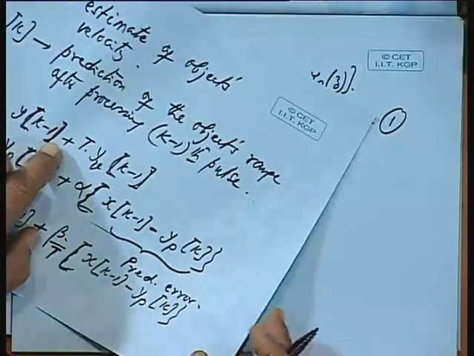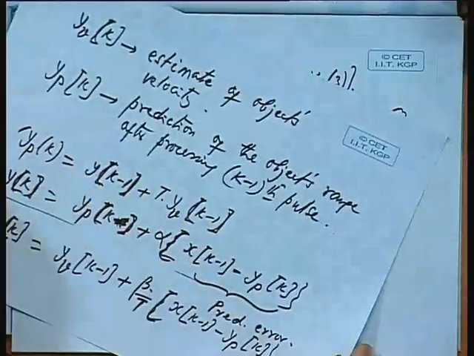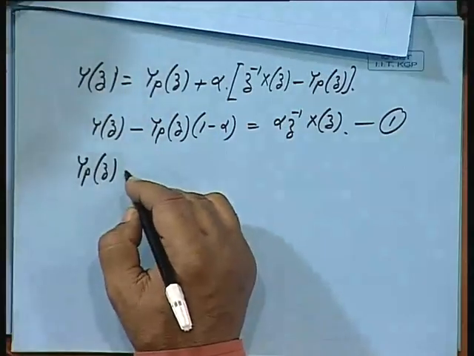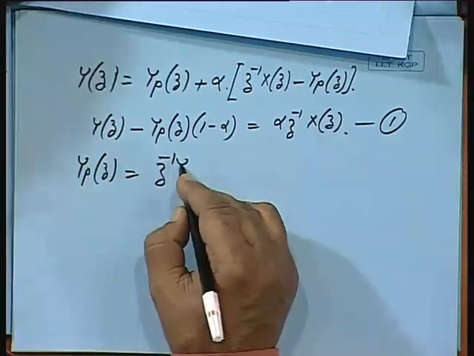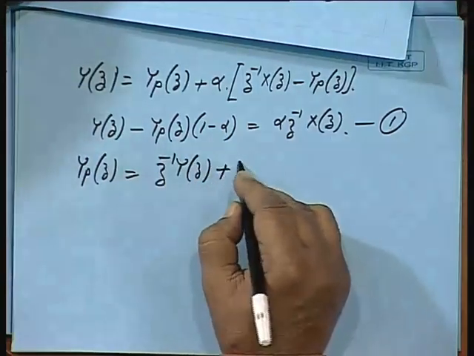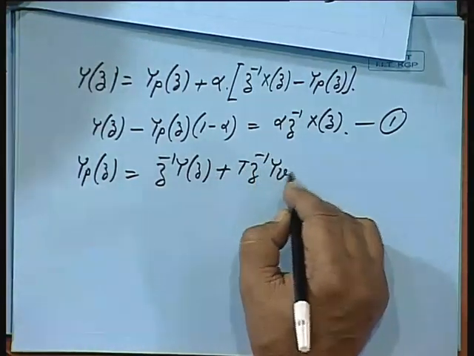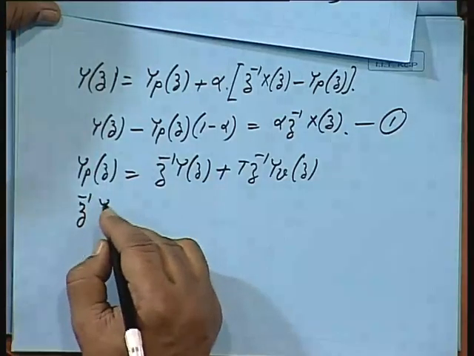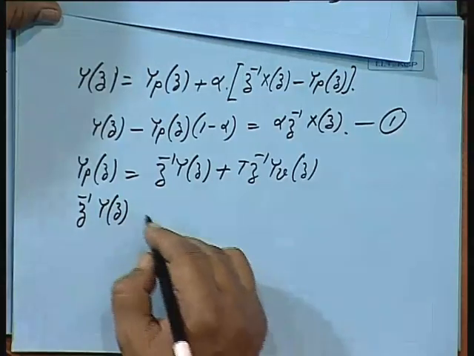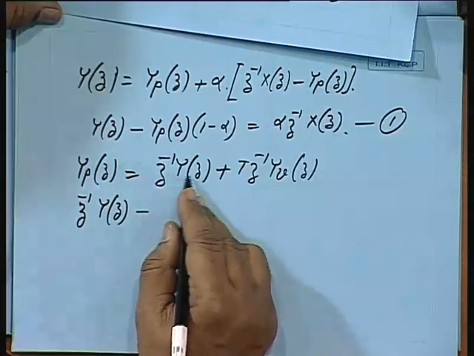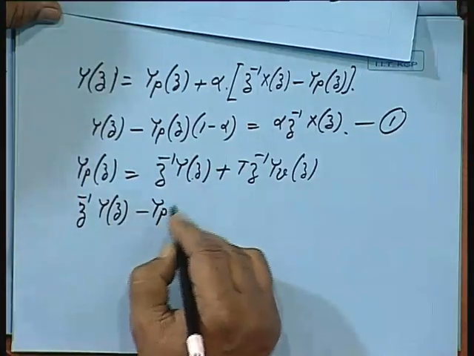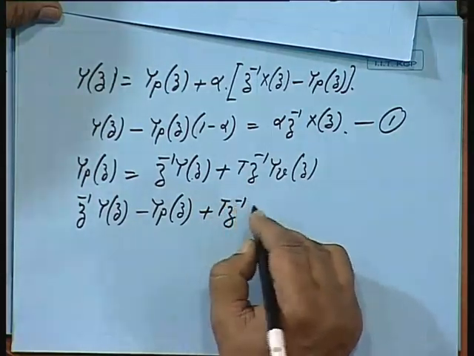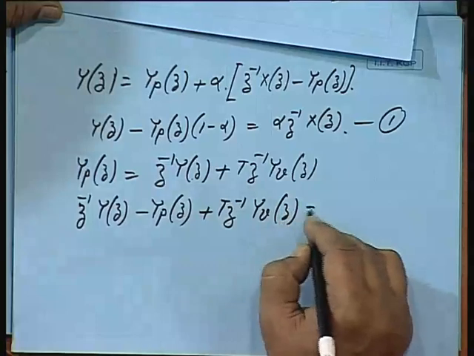Next one, ypk is equal to yk minus 1 plus T yvk minus 1. So, if I take the Z transform, yp z equals Z inverse y z plus T Z inverse yv z, or in other words Z inverse into y z minus Z inverse into y z minus yp z plus T Z inverse yv z equal to 0.